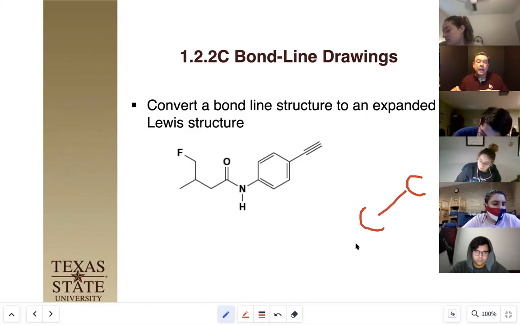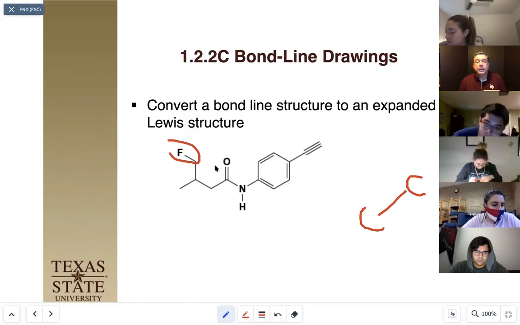If the atom is anything other than carbon, it will be noted, as in the case of, oh, here's a fluorine bond, here's 2 bonds to oxygen, here's nitrogen here.